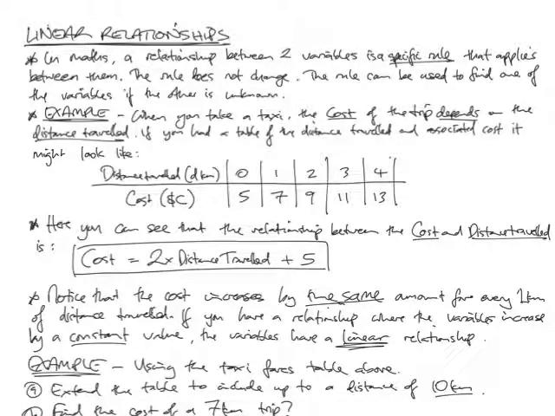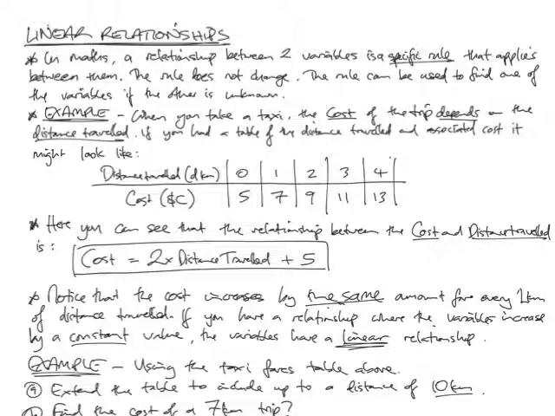If you work it out, the relationship is defined by the cost is 2 lots of whatever the distance travelled is, plus 5. You can see that because it applies to every single one of these costs. If you times the distance travelled by 2, for 0, 2 times 0 is 0, add 5 to it, the cost is 5. If you times the distance travelled here, 1 kilometre, by 2, that'll be 2, add 5 to it, it's 7. If you times the distance travelled of 2 by 2, it'll be 4, plus 5, it'd be 9. So that is the relationship between them.